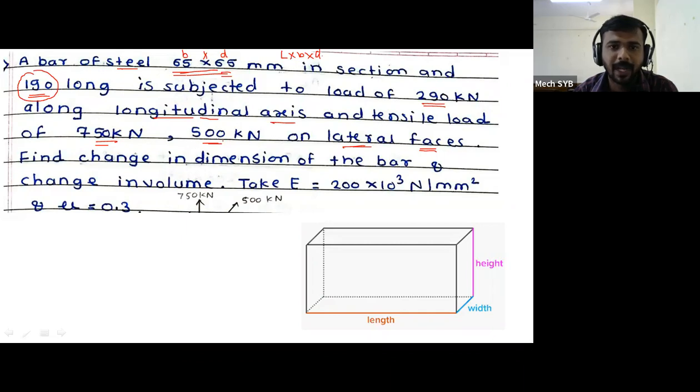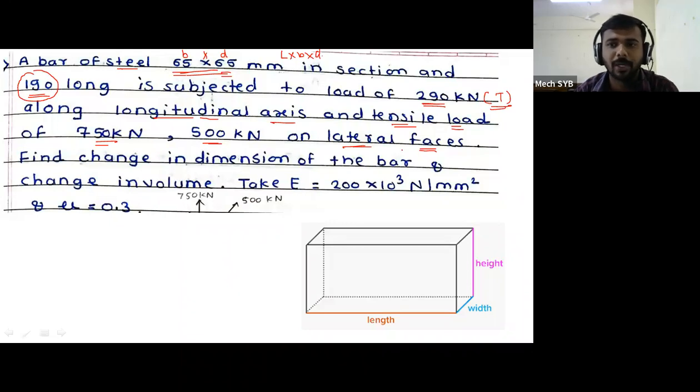For 750 and 500, they have given both are tensile. For the longitudinal axis, whatever the 290 kilonewton is given, they have not mentioned whether it is tensile or compressive. If it is not mentioned, then also we have to consider it as tensile. If there is a compressive load, then they specifically mention in the statement whether it is compressive or not. If it is not mentioned, then we have to take this as tensile.